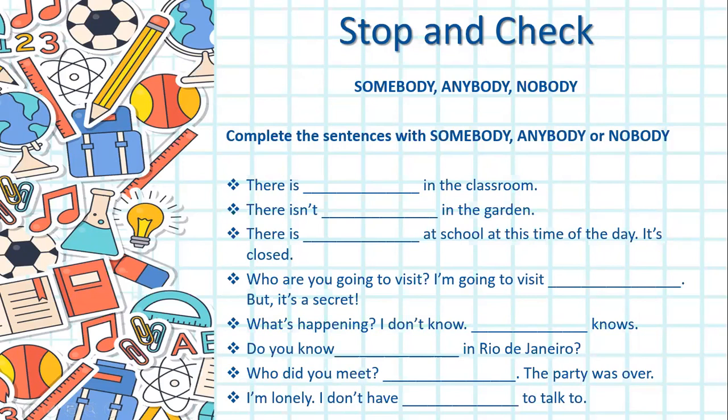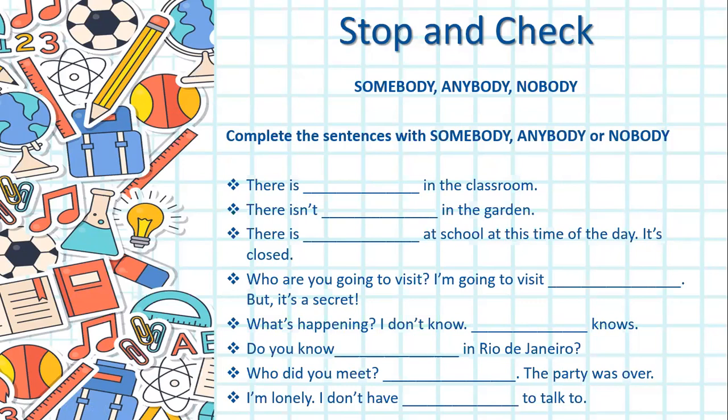The first one is correct. Second one, what will be the answer? There is not anybody in the garden. Anybody. All right. Third one. Number three. There is nobody at the park. Nobody. Yes, because it's closed.